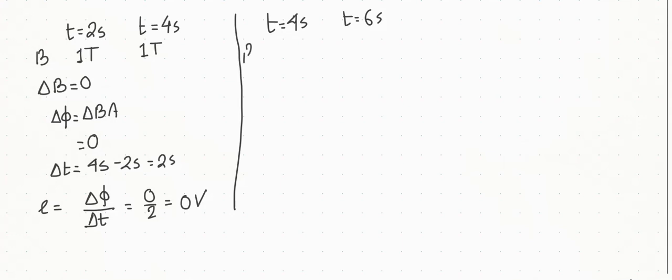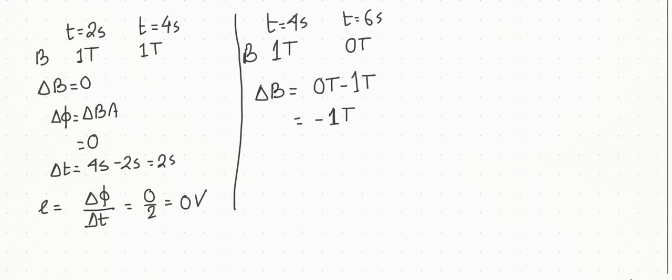So the value of the magnetic field is 1 Tesla when t equals 4 seconds, and it constantly drops at a constant rate and becomes 0 when t equals 6 seconds. So if I check the value of del B here, the value of del B is from 1 Tesla to 0 Tesla. So this will become minus 1 Tesla.